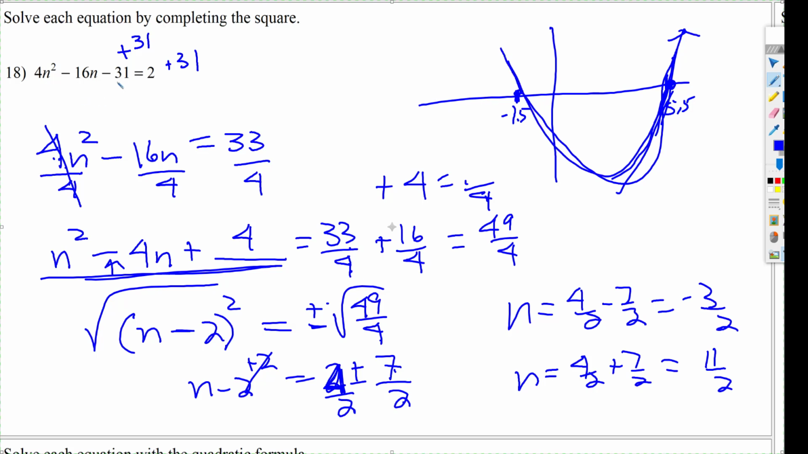So get rid of the constants first, then divide everything by this lead coefficient, which is what we did, and then complete the square. Whatever completes the square here, you have to add to both sides, then go ahead and complete the process. All right, that's it for this one.